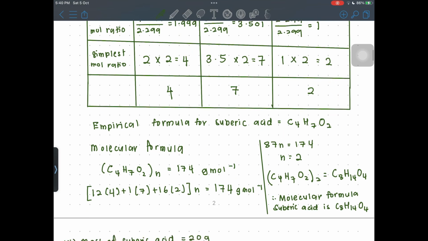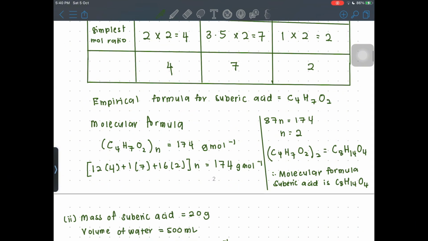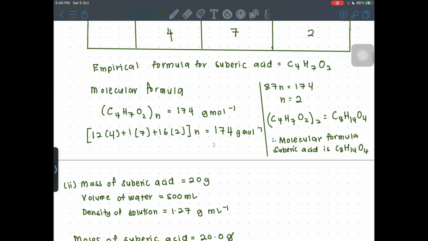Next, the question asks to calculate the molecular formula. So after we get the empirical formula, we just need to times it with n, which equals the total molar mass divided by the empirical formula mass, and then we will get the molecular formula, which is C8H14O4.